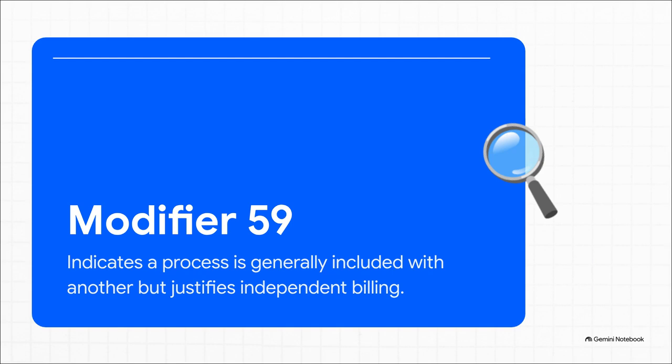The source text literally refers to it as a magical modifier. When you use it correctly, Modifier 59 allows you to legally and properly bill for a procedure that the software would normally bundle away and reject. It's basically telling the payer, yes, I know this is usually included in the main surgery, but in this specific patient encounter, it justifies independent consideration and separate payment. Honestly, it leaves you wondering how much revenue is left on the table simply because a coder didn't know how to properly apply Modifier 59.